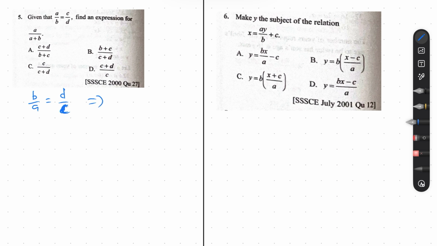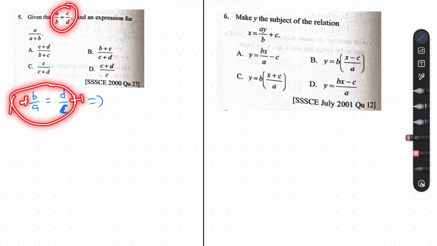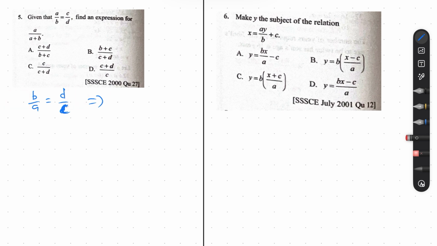Cool. Now, let's add 1 to both sides of the equation. As we know, we are trying to manipulate this equation so we can get something like this. When you are adding something, you have to add it to both sides. So we have 1 plus B over A is equal to 1 plus D over C. We added 1 here, so we have to add 1 here too.